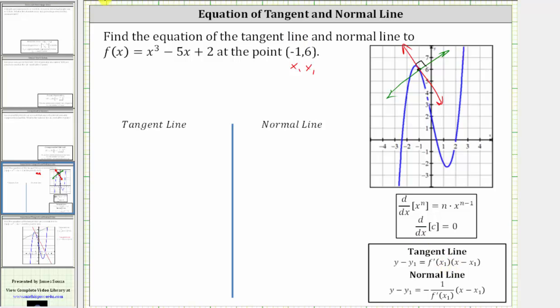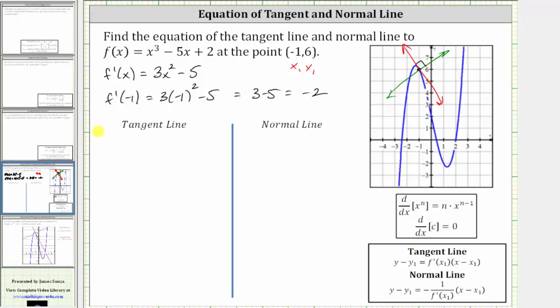So let's find the derivative function, f prime of x, which equals the derivative of x cubed, which is 3x squared, minus the derivative of 5x, which is 5, plus the derivative of 2, which is 0. And now we evaluate this at x sub 1, which is -1. So we have f prime of -1, which is 3 times the square of -1 minus 5. Simplifying, we have 3 minus 5, which is equal to -2. So this gives us the slope of the tangent line at the point of tangency.